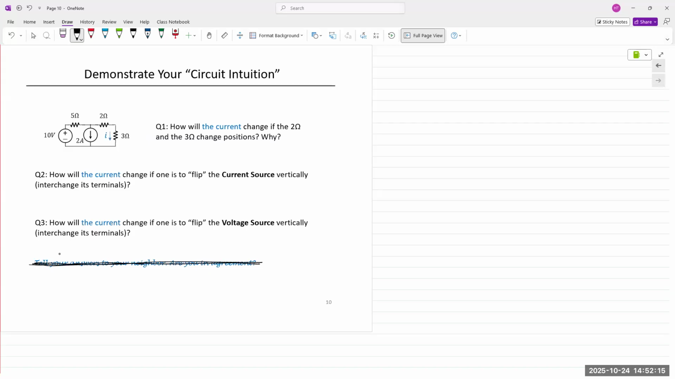What will happen if the resistor spots are interchanged? What will happen if the voltage or the current sources are flipped? Intuitively, what do you think would happen? I may ask this as a short answer question. I may ask this as a problem itself. Just something to think about. I'll give you the answer to this one.